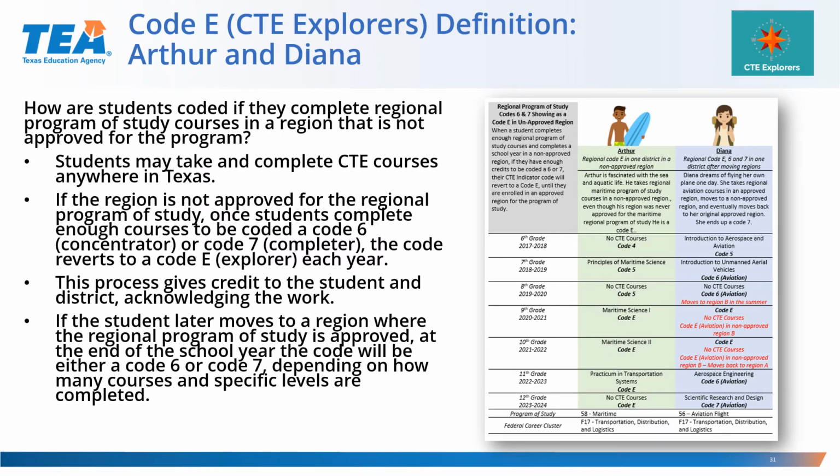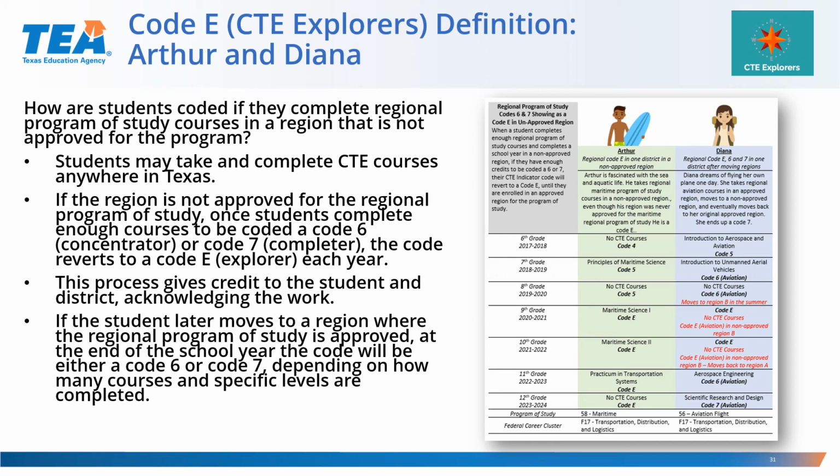Students may take and complete CTE courses anywhere in Texas. If the region is not approved for the regional program of study, once students complete enough courses to be coded a Code 6 or Code 7, the code reverts to a Code E Explorer at the end of each year when the codes are calculated.